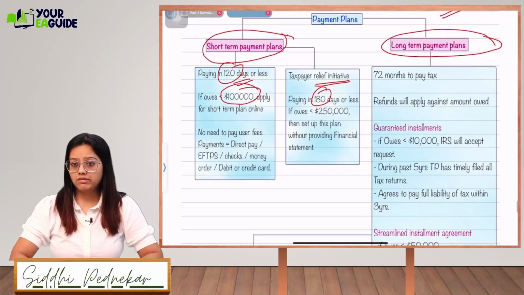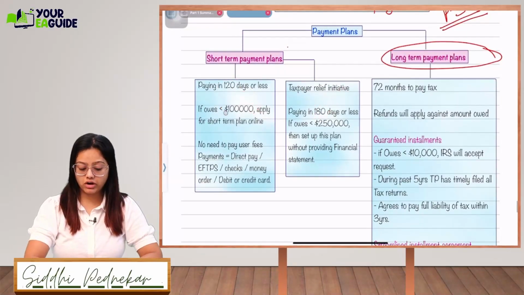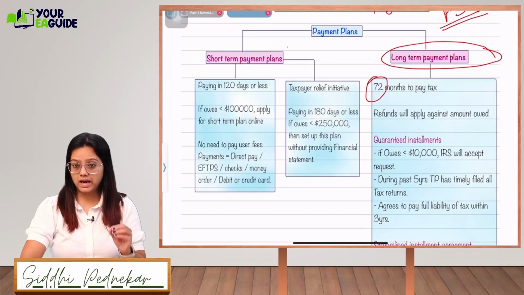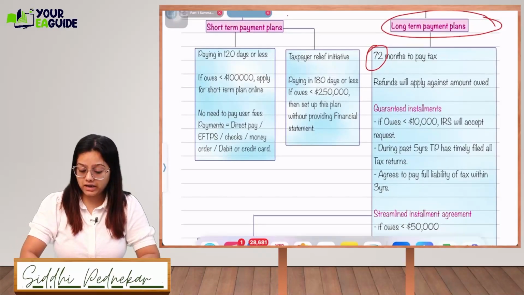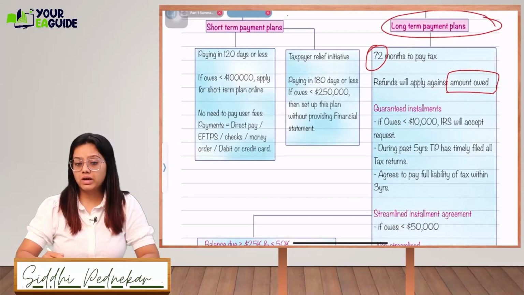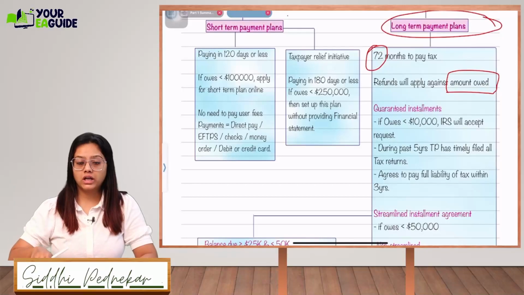Then we have a long-term payment plan. Instead of 120, instead of 180, if you're not able to pay the taxes in this much time, you can opt for 72 months to pay the taxes. Refund will apply against the amount owed. So 72 months is more than 1 year, so it might happen that in the next year there is a refund. That refund you cannot take, but it will be applied against the long-term payment plan.